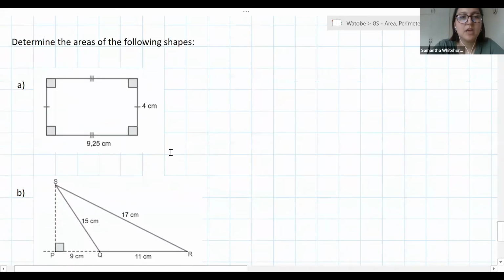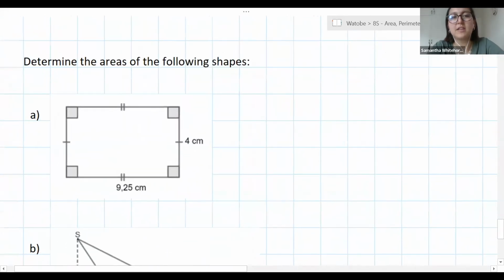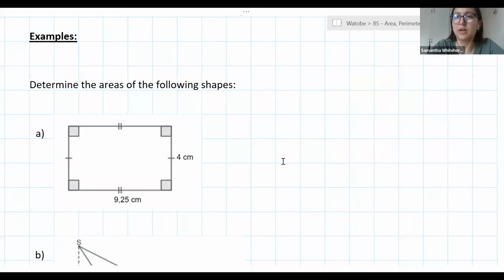Right, there we go. Okay, so question A, I think you can all do very quickly by yourselves. So I'm going to let you go for it for question A. I'm not going to write anything down. As soon as you have an answer, pop it in the chat for me, or you can raise your hand. I want the area of this rectangle. Remember your units.